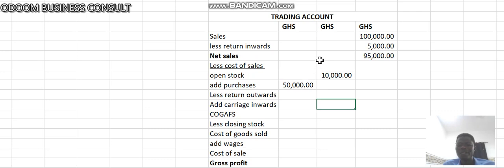Now, when we were determining the net sales, we mentioned that there were instances where customers will return some of the items that they have bought into the company. The same way, we can also return some of the things that we bought from our suppliers back to them. So this one is known as return outwards, because the return is moving outside the business that we are considering. So it is called return outwards.